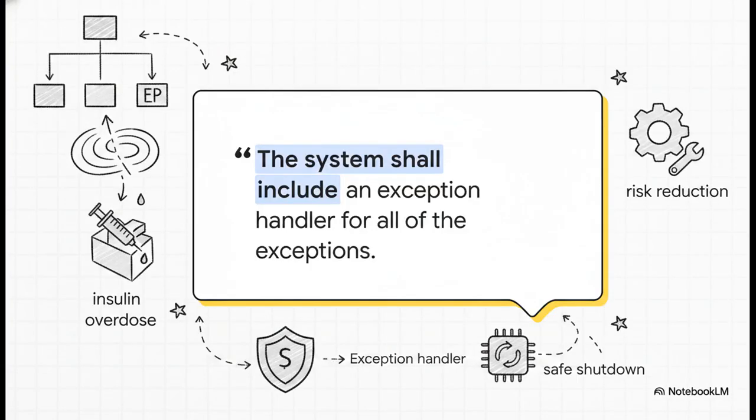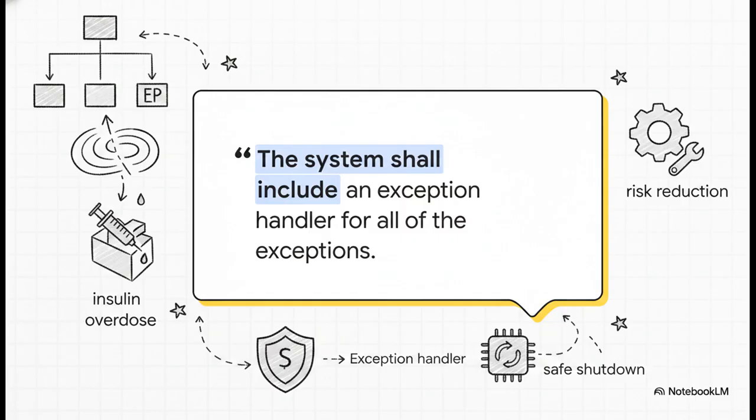So how does this actually look in practice for a software engineer? Let's say our fault tree revealed that a floating point arithmetic error in the program could cause a massive insulin overdose. We apply a risk reduction strategy to translate that directly into a concrete executable software requirement. For example, System Requirement 4. The system shall include an exception handler for all arithmetic errors and shut down safely. We detected the root cause, and we wrote a strict requirement to ensure a safe shutdown state.